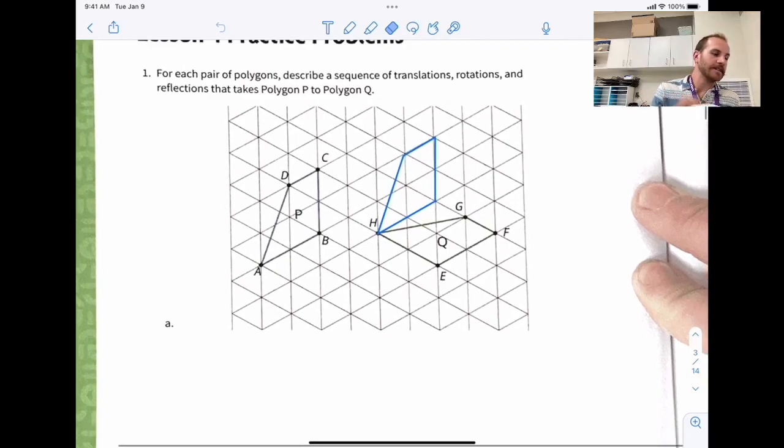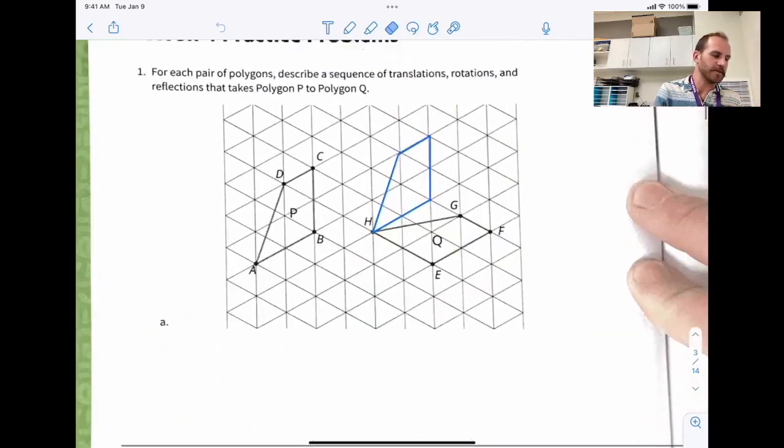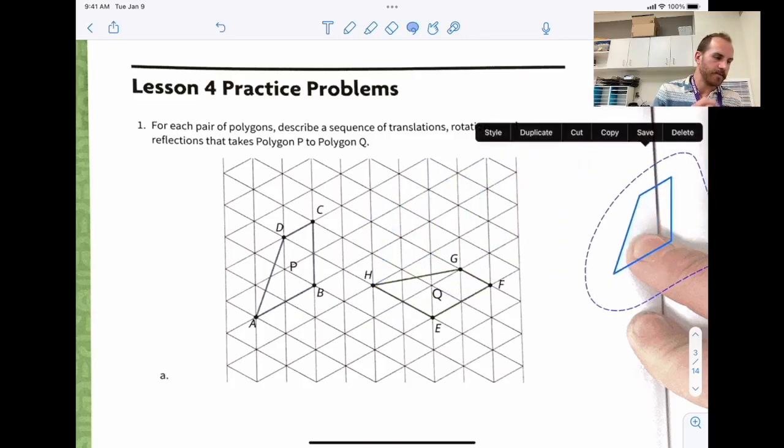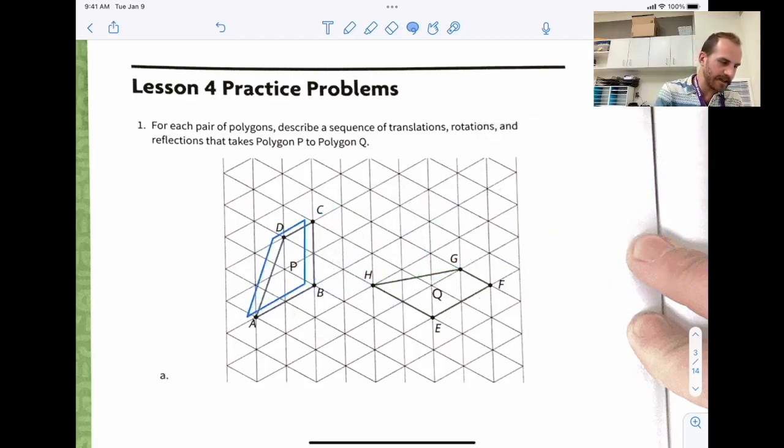All right, so the practice problems in the workbook start on page 34. For each pair of polygons, describe a sequence of translations, rotations, or reflections that take polygon P to polygon Q. I've kind of done part of this. So we've got this isometric grid, so we'll probably want to use some 60-degree rotations. If we look at this shape P, it's not in line with Q.